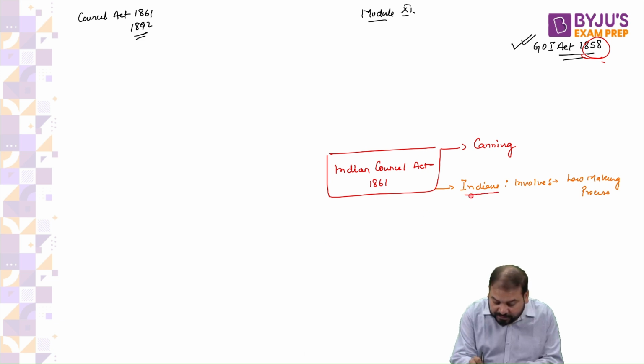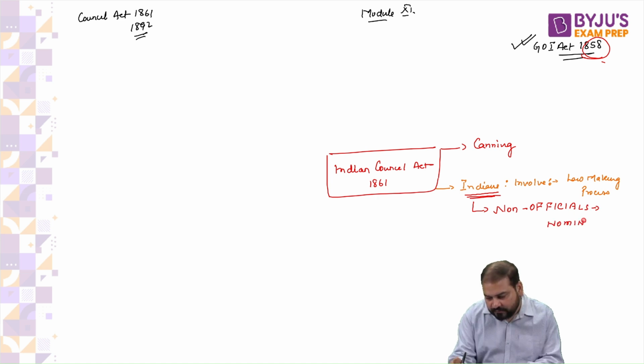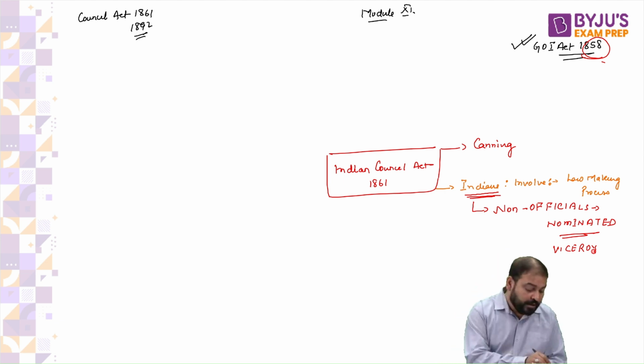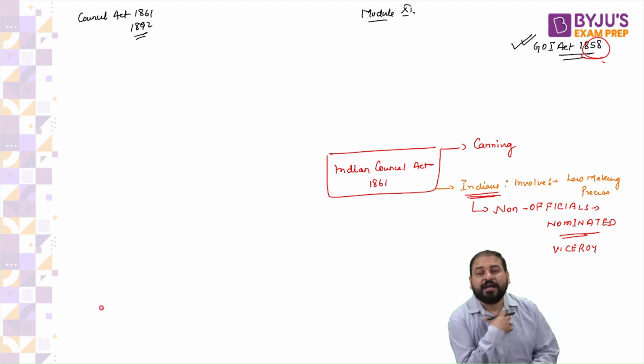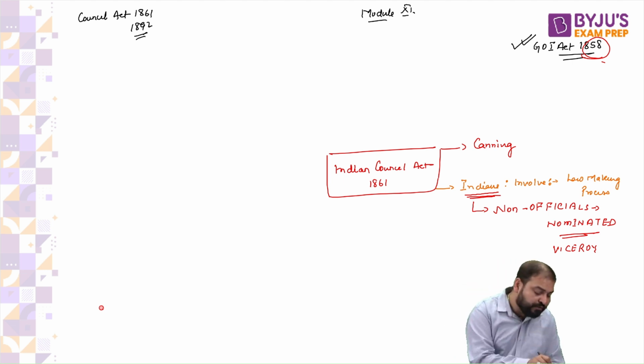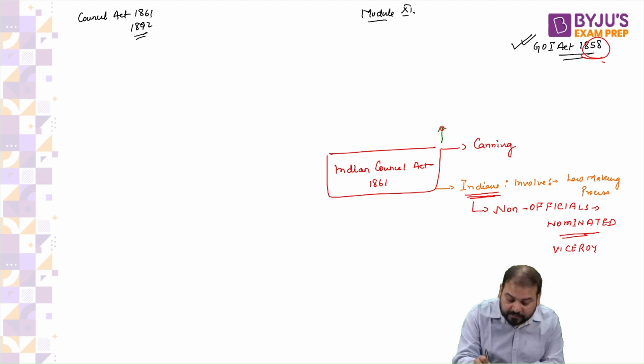First time through this particular act, some Indians were nominated as non-officials. Who will nominate them? The Viceroy will nominate them. Everyone, tell me, if I am Canning, which type of people should I nominate? Absolutely, Canning will appoint the loyalists, the aristocrats, that is, the rich.